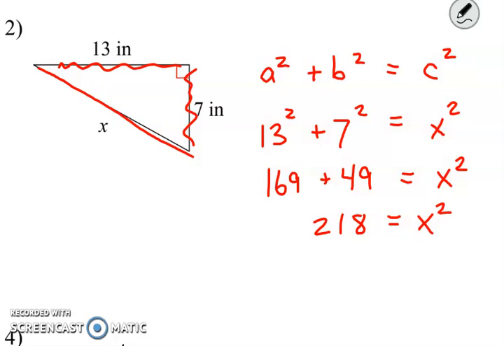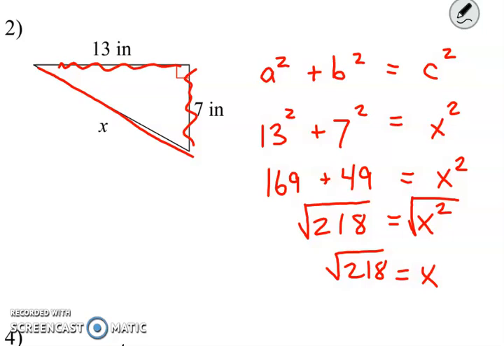I don't want x squared, so I'm going to take the square root of that. That's going to allow me to call it just x by itself. And if I take the square root of that, I also need to take the square root of the other side. Okay, so the square root of 218 is what x really is, but then we want to break that down as far as we can as well.